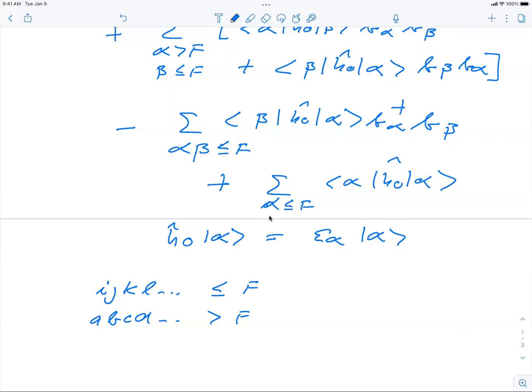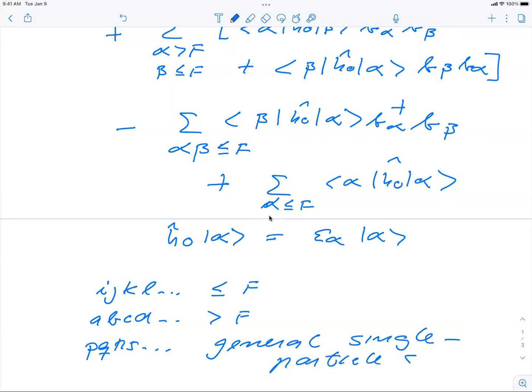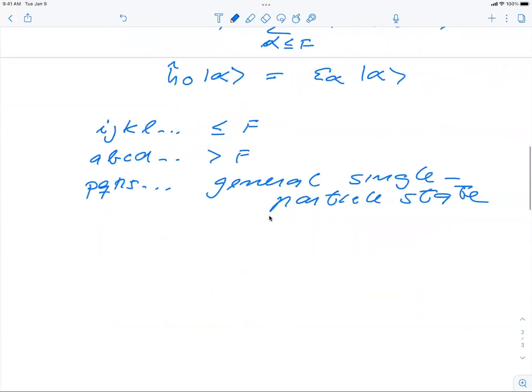And then what we also defined are general states p, q, r, s, etc. These are just a general single particle state. So I'm just going to repeat some of the things which we did yesterday, because I wanted to have everybody with me on that.